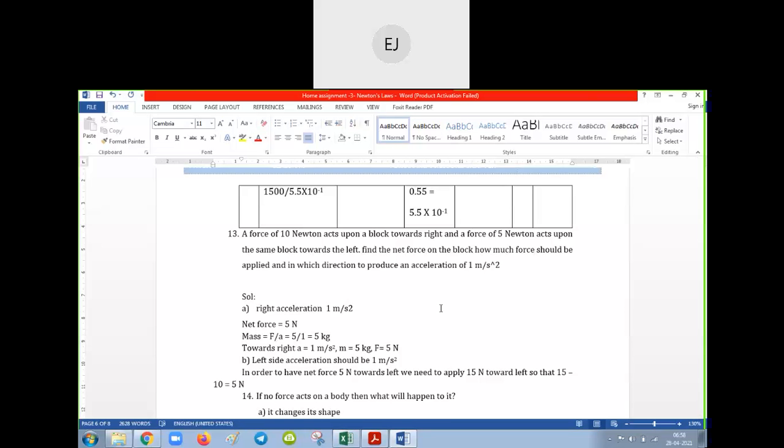So let us first consider right side acceleration is 1 meter per second square. Net force we have already learned, 10 minus 5, that is 5 Newton, and from the force and acceleration we can get the mass. So mass is equal to F by A, which is nothing but 5 by 1, which is nothing but 5 kg.